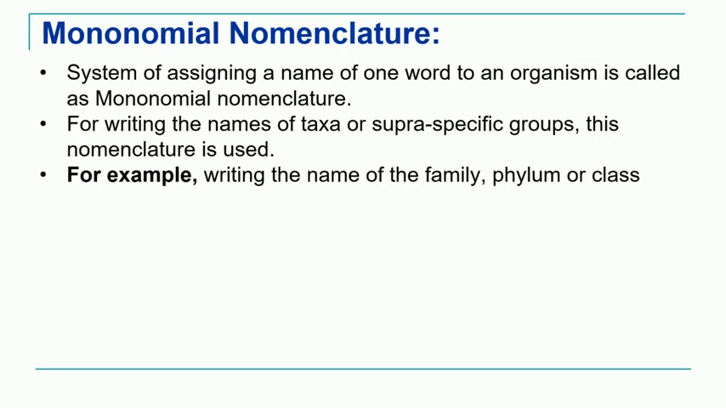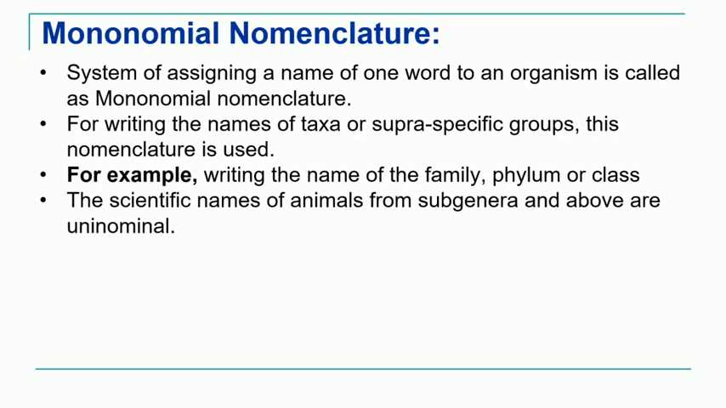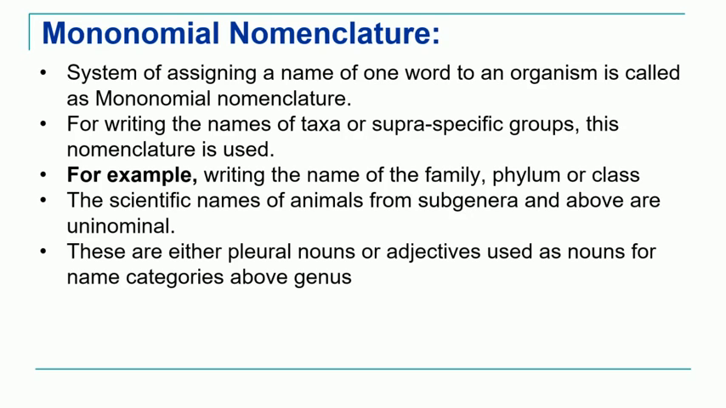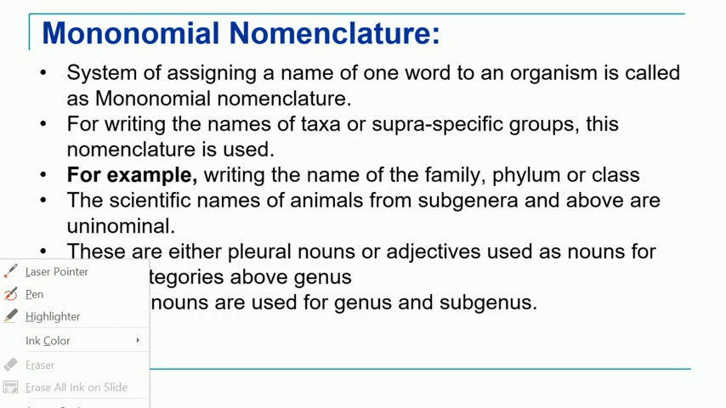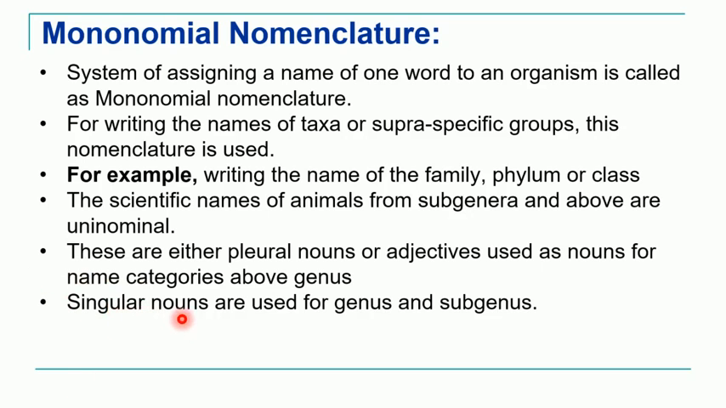Even for the genus, the scientific name of an animal from subgenus and above. You have kingdom, division, class, phylum, order, family, genus, subgenus, species and subspecies. From subgenus, genus and higher levels, you always have a single name, that is mononomial nomenclature. These are either in the form of plural nouns or adjectives used as nouns, and these are always singular nouns which are used at the genus and subgenus level. So whenever you are designating a genus name or a subgenus name, you give it in the form of a singular noun.